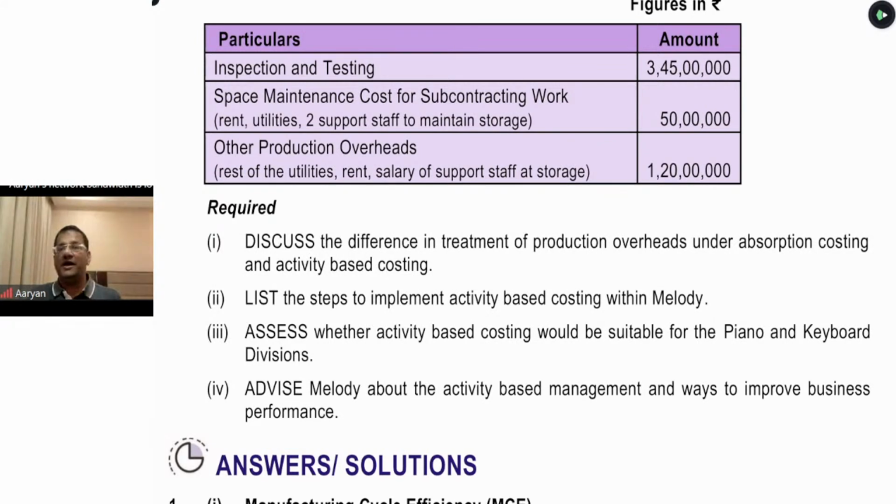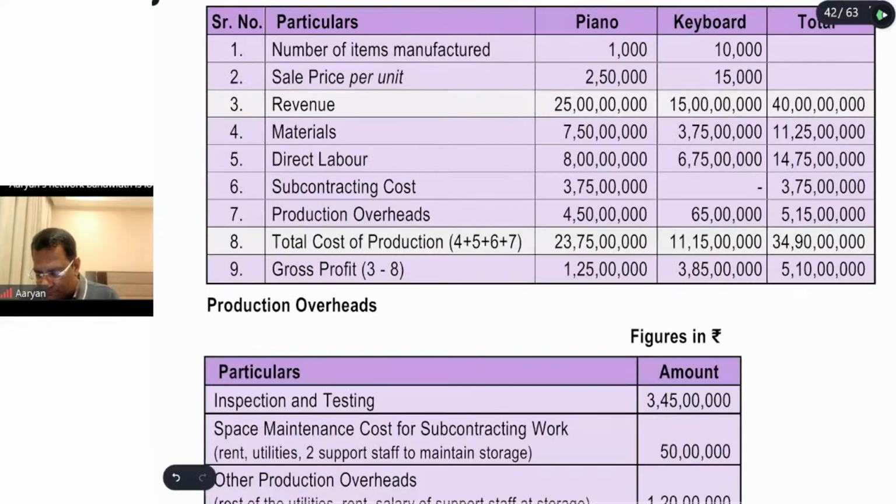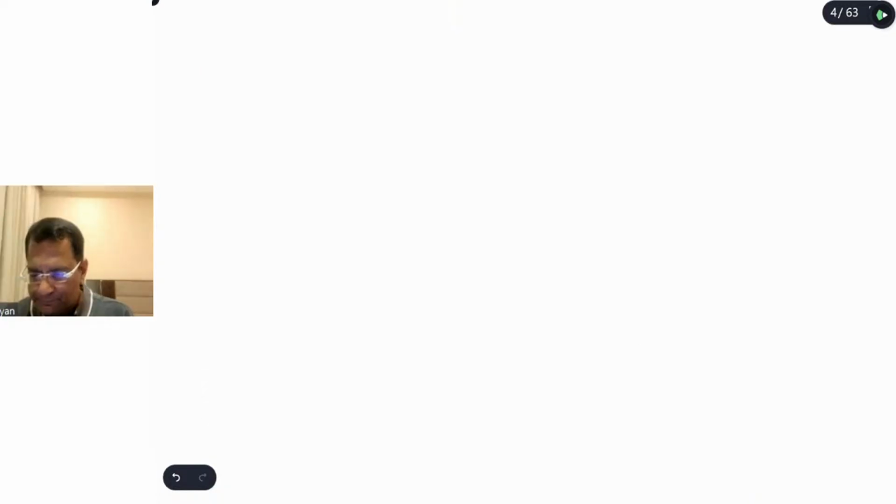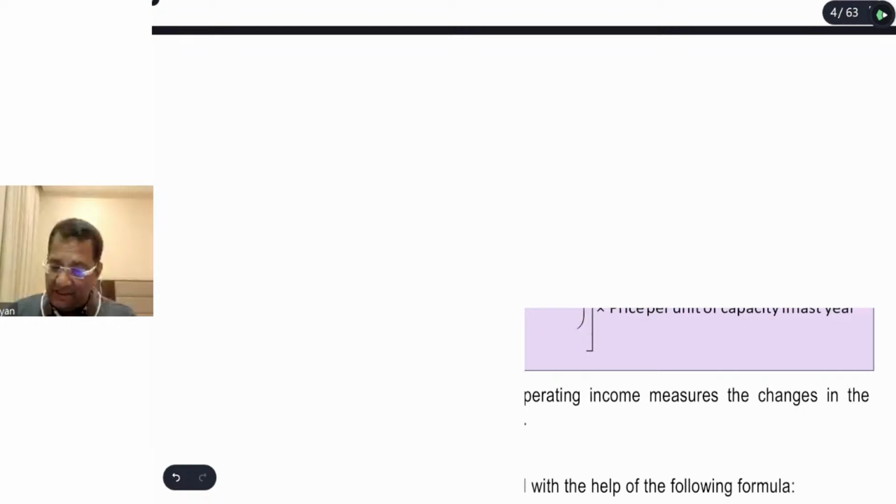Now we are starting a new topic, the second last topic of this particular chapter. Please write the heading in your copy: direct product profitability. Direct product profitability. There's also one more topic in this particular chapter. I will show you that one, beta.